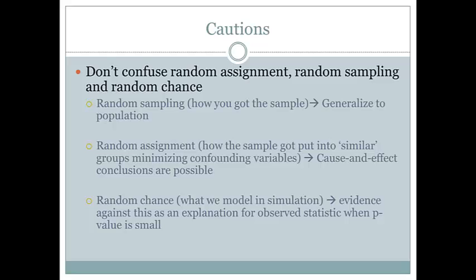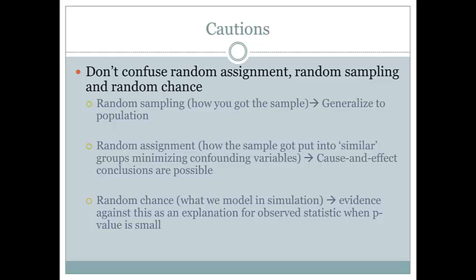Second, random assignment. This is after you have your subjects, in this case the 30 volunteers, what do we do with them? Well, how do we put them into groups? In this case, we randomly assign them into one of two groups. This random assignment allows us to minimize the potential impact of confounding variables, leading to a potential cause and effect conclusion. Here we do have random assignment, and so cause and effect conclusions are possible.